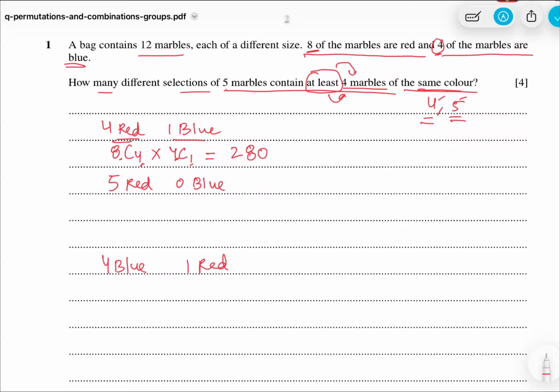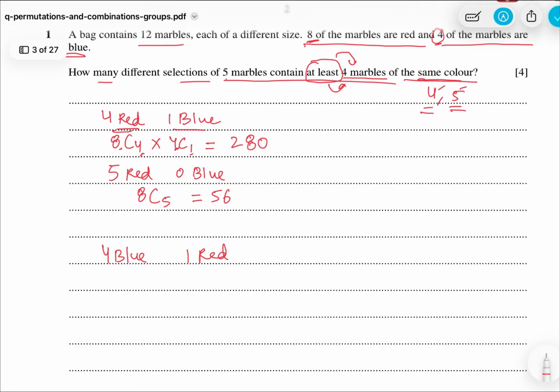Done. 5 red. You tell me what would be 5 red. From 8 we need 5. So 8C5. That would give us 56. Now 4 blue. That is 4C4 times 1 red, 8C1. From 8 we need 1. From 4 we need 4. That would give us 8.